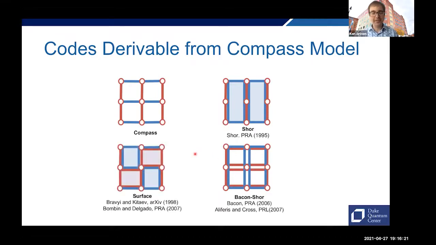Skipping Bacon-Shor, although it's my favorite code. And then the compass code, the surface code, the rotated surface code, where you have kind of a checkerboard of weight four checks. And then for the rotated code at the edges, you have these little weight two checks. It can also be derived from the compass code, though again, it wasn't how it was discovered. But I like it because intuitively you basically think, okay, I have a repetition code that fixes X's and a repetition code that fixes Z's. That doesn't exactly work. So now how do I fix it to make these other types of codes?